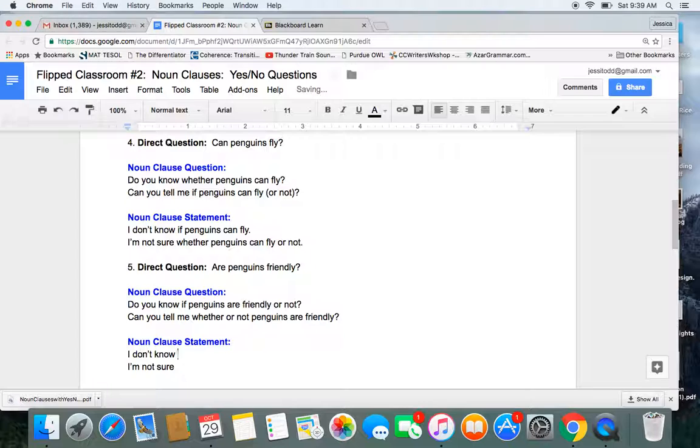And I don't know whether or not penguins are friendly. And I'm not sure if penguins are friendly or not. Okay? So again, we can go through and highlight the words that begin the noun clause.